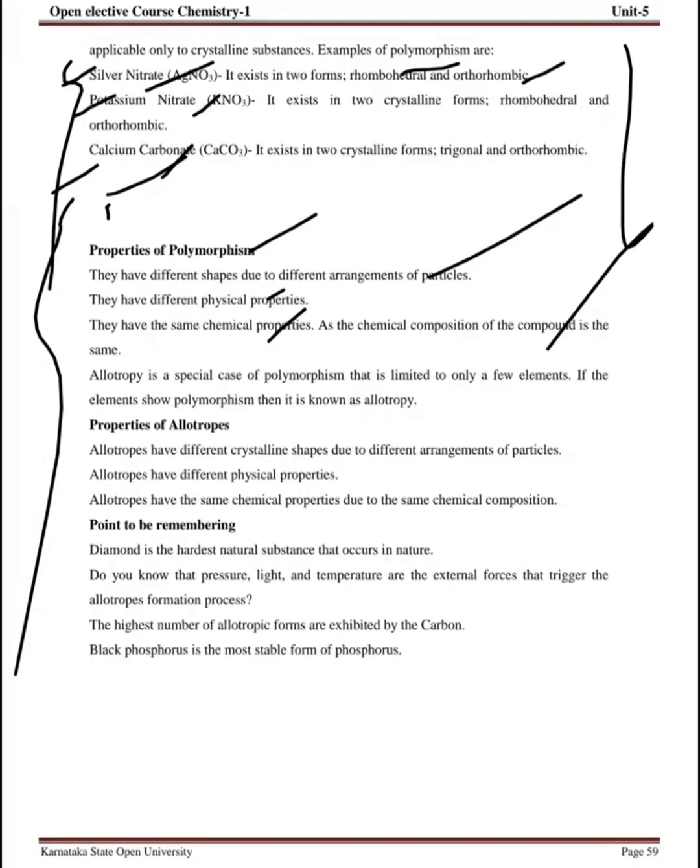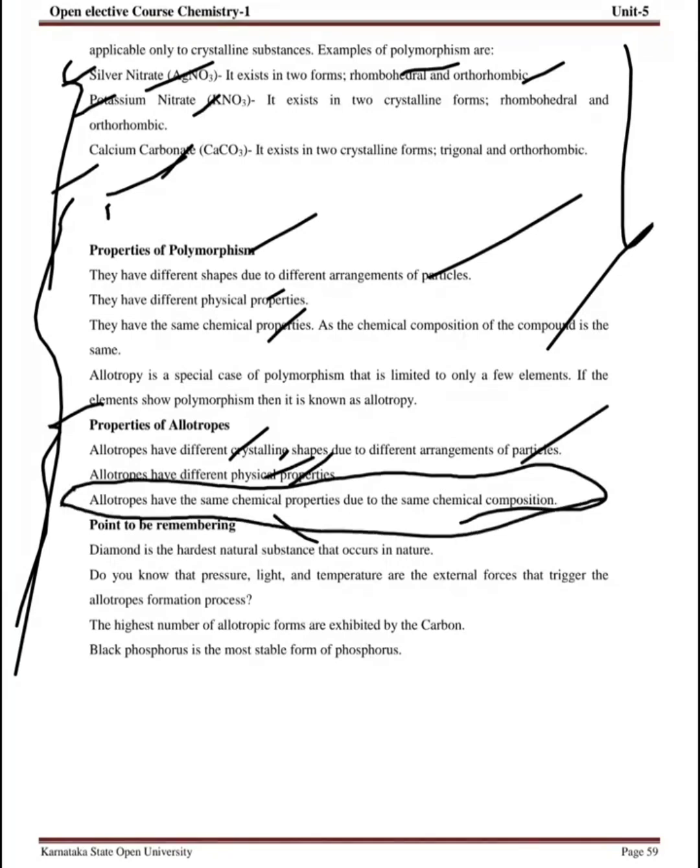Next are the properties of allotropy. Allotropes have different crystalline shapes due to different arrangement of the particles. They have different physical properties but the same chemical properties due to the same chemical composition. Why does it have the same chemical properties? Because it has the same chemical composition. If the composition doesn't vary, it will have the same chemical properties.